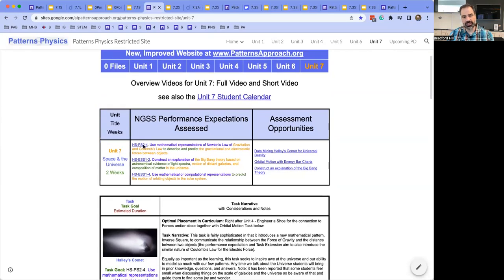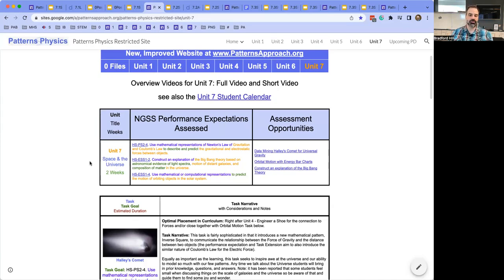All right, so this unit develops a collection of activities for three performance expectations: universal gravity, orbits in our solar system, and the evidence for the Big Bang. Now, it is titled Unit 7, but really this is flexible. Those three 2-day units can be spaced throughout the year.